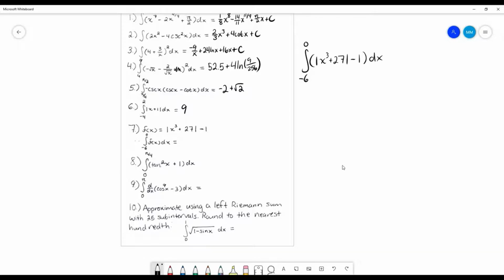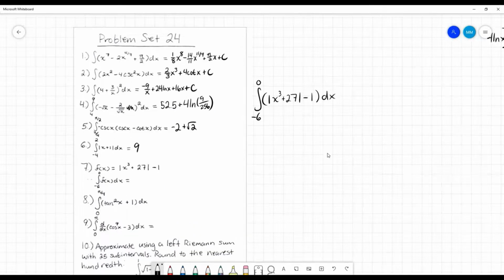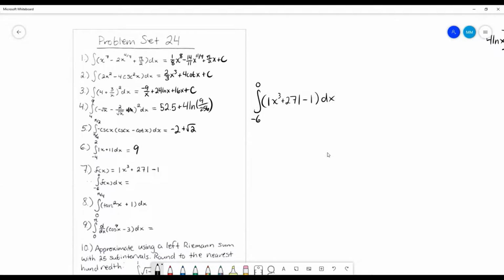And again, we're going to split it up, and this minus 1 doesn't change anything. We're going to split it up based on that absolute value there, because that's what really matters. So I want to set this equal to 0, so it's going to be x cubed plus 27 equals 0. Well, that's going to look something like this. So now x has to be negative 3 for that to equal 0. And of course, if I go further in the negatives, this interior is negative. So again, I'm going to split this up like so.